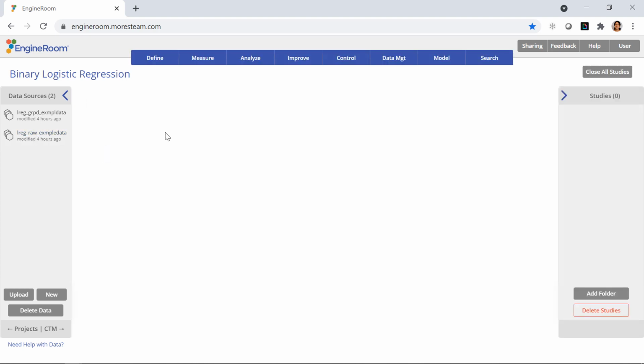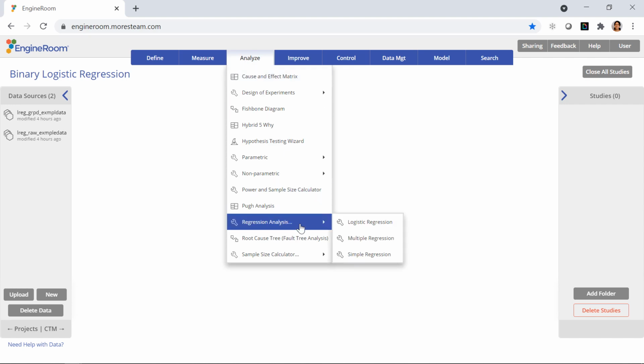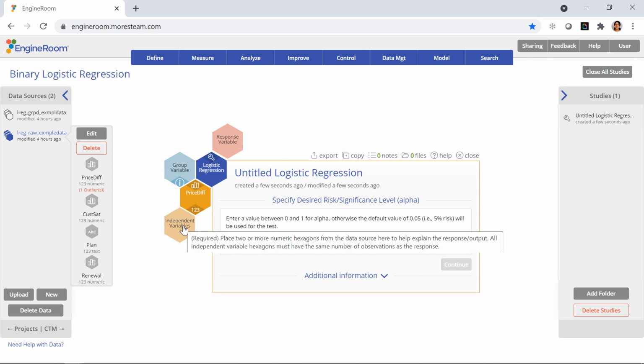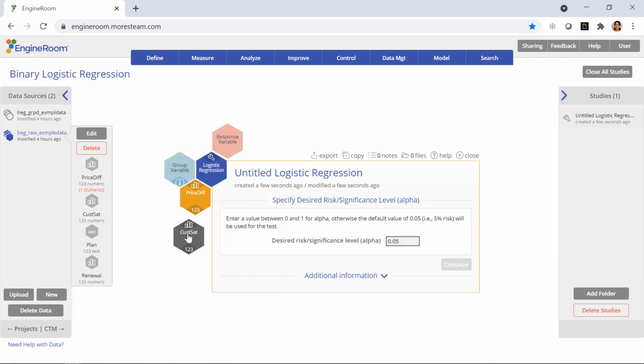Let's analyze the data. Go to the Analyze menu and under Regression Analysis, select Logistic Regression. We're not using the guided mode, so all the available drop zones show up simultaneously. If the guided mode is switched on, you will see the additional drop zones and subsequent steps as you progress through the dialog. To run the analysis, click on the raw dataset and drag each predictor variable onto the independent variable drop zone, noting that as you attach one variable, another drop zone becomes available.